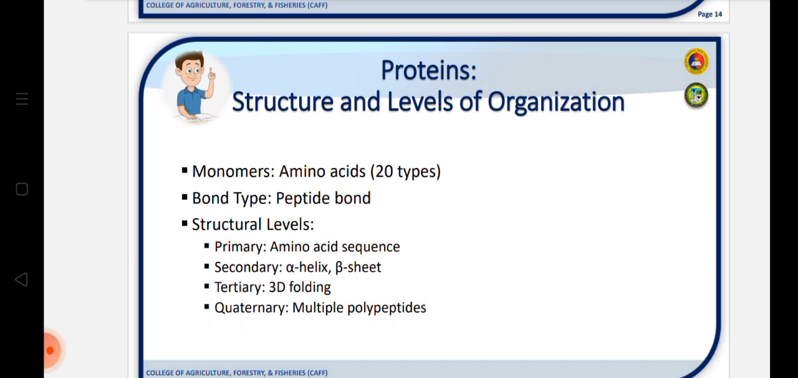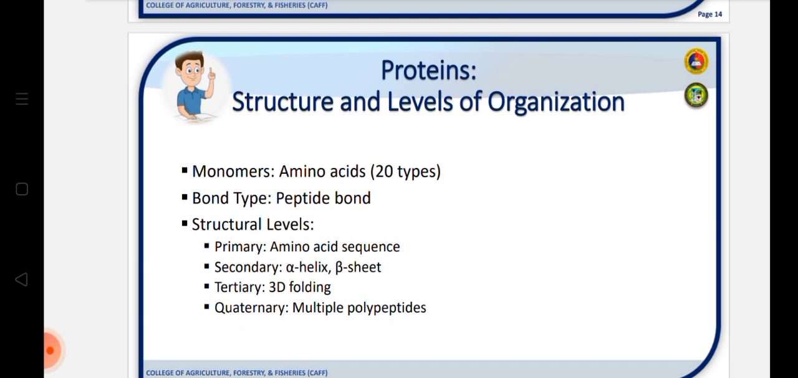So I hope you can still remember the bonds found in carbohydrates are glycosidic linkages or glycosidic bonds. In lipids, we have ester linkages or ester bonds. Then in proteins, we have peptide bonds. Okay? These amino acids are linked by peptide bonds, forming long chains called polypeptides.